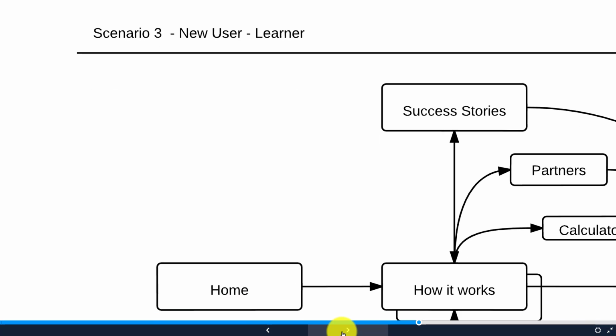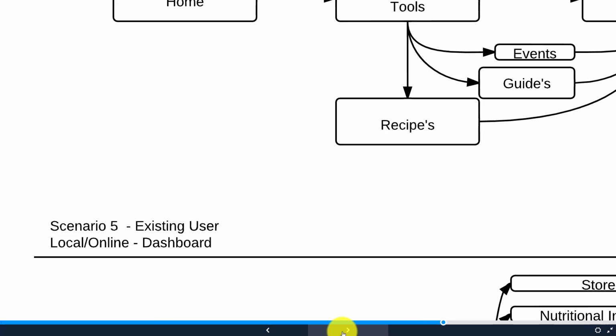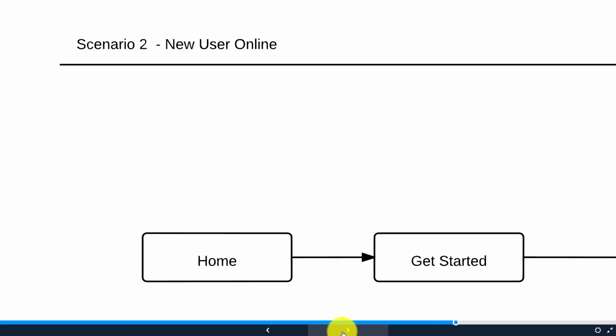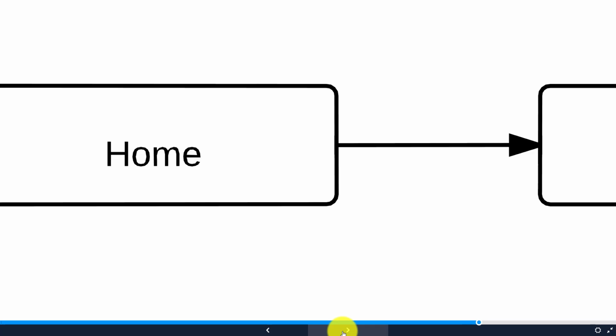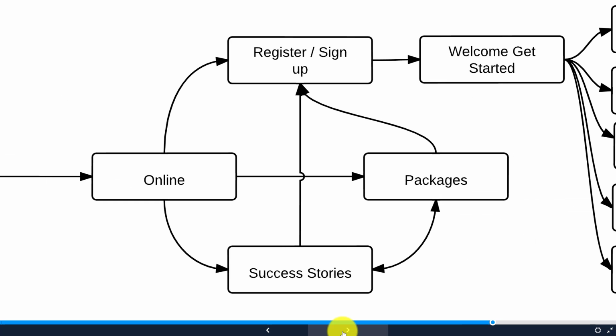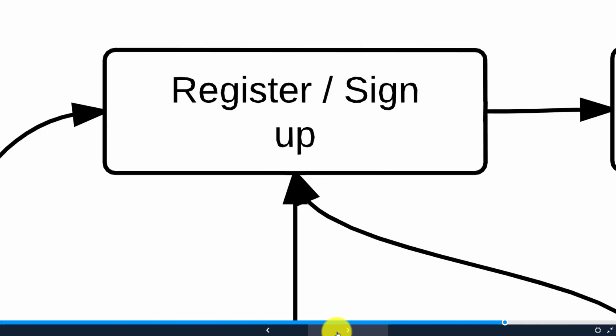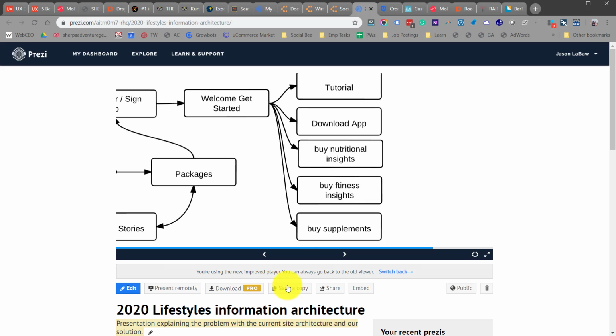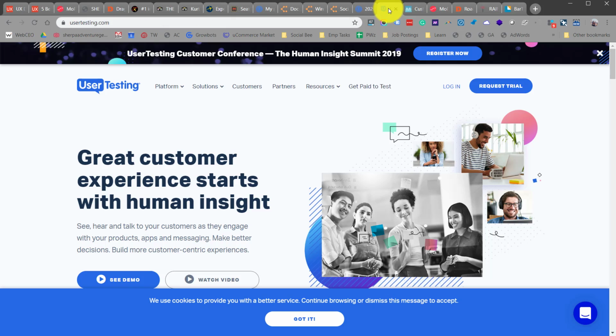engineering-based, Visio style, where we look at different users, whether they're online or nearby. So a user who's online, it's going to start at home. They're going to click on Get Started. They're going to click on the online version, and then from there, understanding that they're going to want to see the different packages. They're going to want to see success stories before they're going to register and sign up. And so for presentation purposes, these are a little bit simplified, but hopefully this helps you understand how we approach these types of projects.